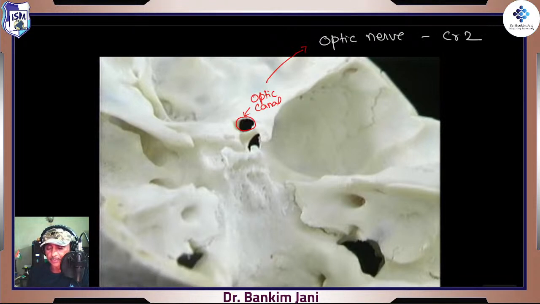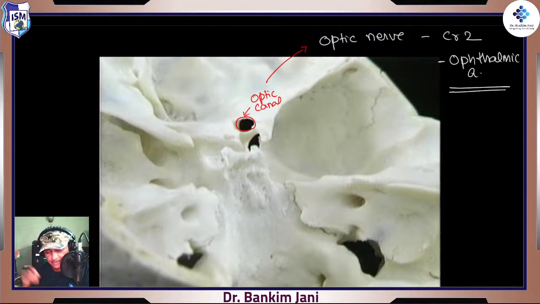This one, right? That is what? Optic canal, right? It is optic canal. Simple. So optic canal, it will be going further and it will be carrying, say, optic nerve, right? Optic nerve, cranial nerve number 2. Then ophthalmic artery. So these are the two important structures which it will be carrying.